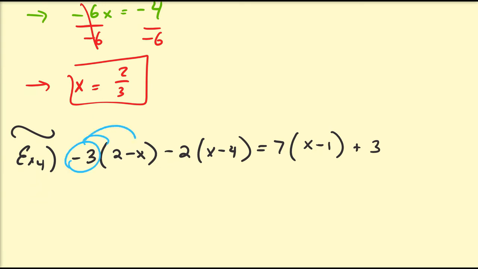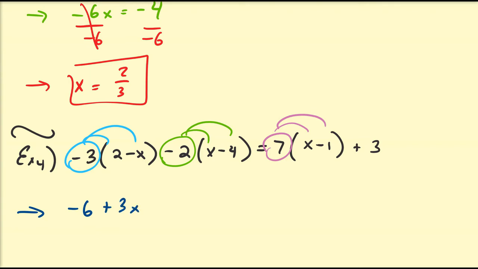So negative 3 is going to be multiplied by 2 minus x, negative 2 is going to be multiplied by x minus 4, and 7 is going to be multiplied by x minus 1. So that's going to give me negative 3 times 2, which is negative 6. Negative 3 times negative x is positive 3x. Negative 2 times x is negative 2x. Negative 2 times negative 4 is positive 8. 7 times x is 7x. And 7 times negative 1 is negative 7, with a plus 3 at the end.